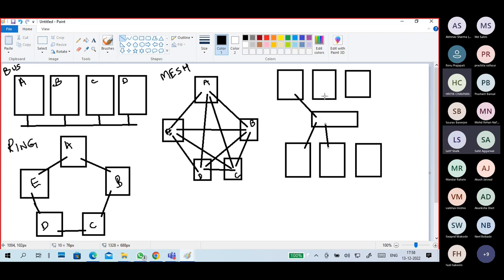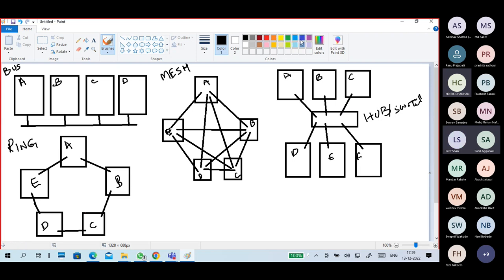This is the star topology, guys. Actually, the star topology is this one. Devices are connected to a centralized device called a hub or a switch. For example, the devices are named A, B, C, D, E, F.